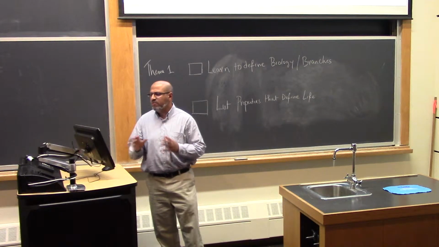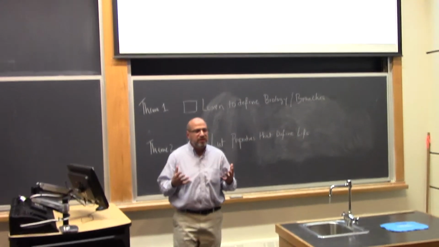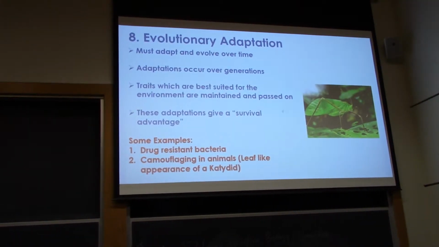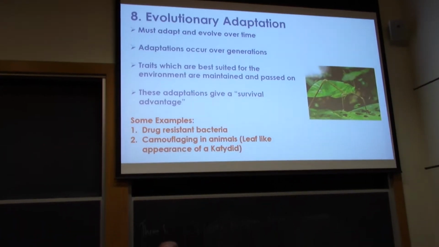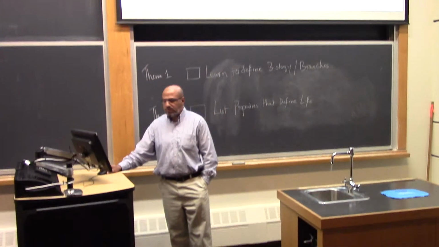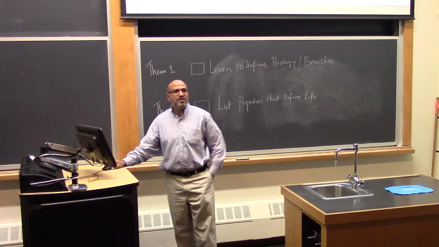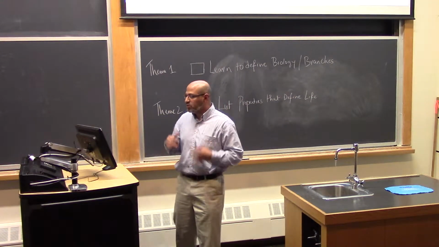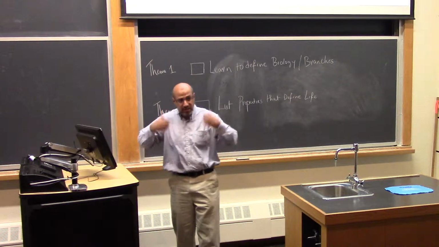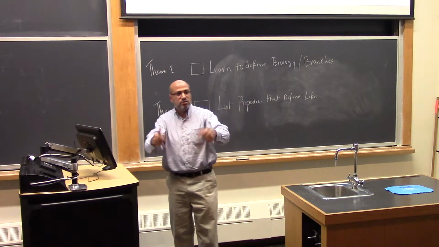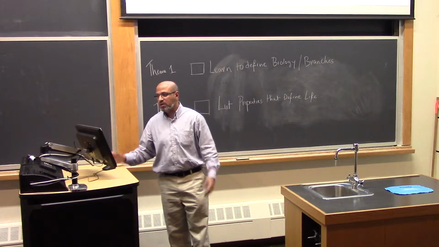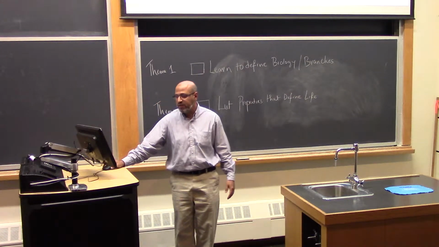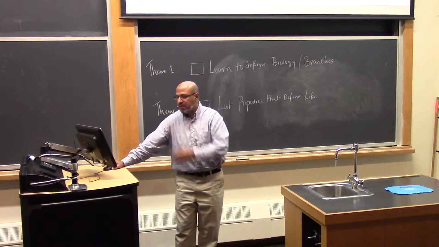And the last is evolutionary adaptation. So basically, organisms have to adapt. So one good example is what is known as a katydid. So if you look at this figure here, you see this green insect. You cannot distinguish it from the flower. So it's basically an adaptation to save itself from the predators. Okay. And this being favorable, it goes into the next generation and is called an evolutionary adaptation. So the other examples would be drug-resistant bacteria and, like I said, camouflaging.